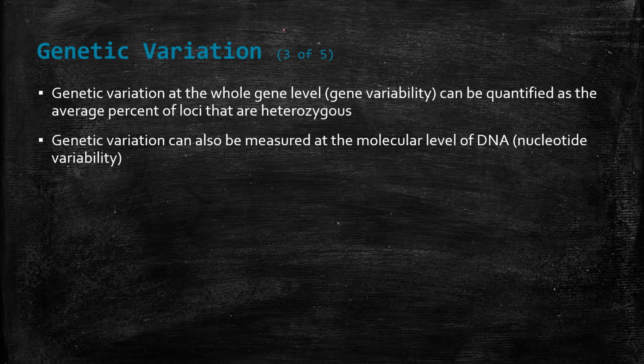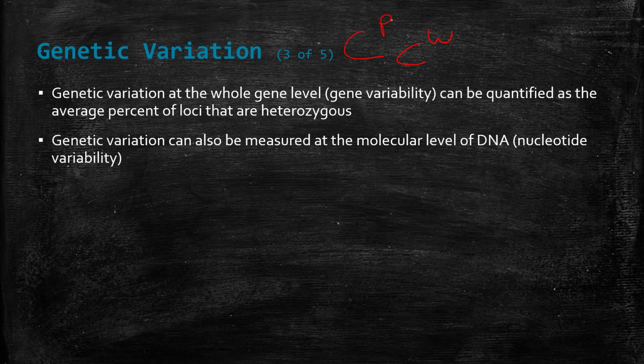So where does that variation come from? Genetic variation, well, first of all, it can be quantified as the average percent of loci, remember that means locations on a chromosome, that are heterozygous. So, you know, how much of the population is CPCW, purple and white? What percent is CPCW? And you can quantify that in a population. Let's use the flower example in this case rather than the horse, right? Okay, that's one way you can look at it. What percent of the population is heterozygous for that trait?